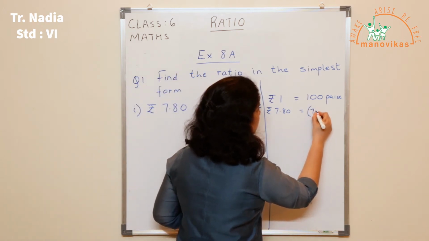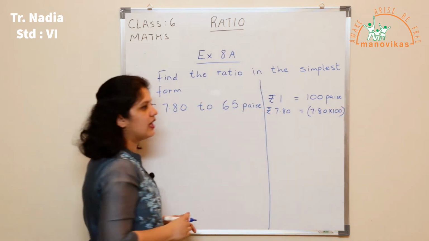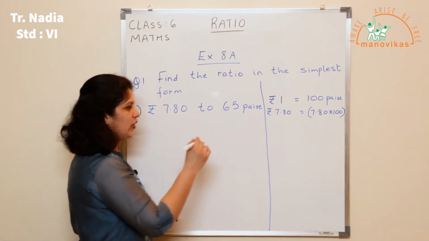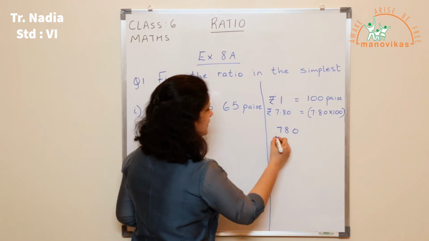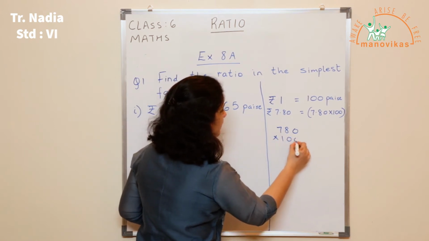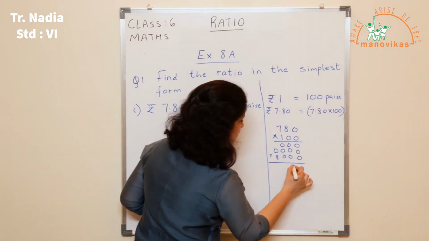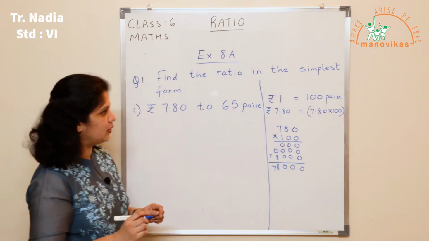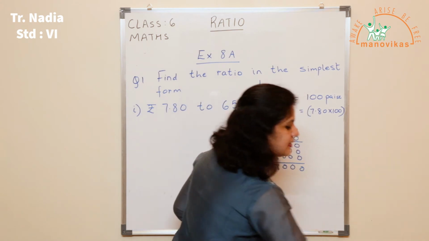So you need to multiply 7.80 into 100. Now how will you multiply 7.80 into 100? When you are multiplying, remove the decimal point, make it as 780 multiplied by 100. You will get the answer. Your answer comes to 78000. Now whatever answer that you get, go back to your question, count how many decimal places were there.